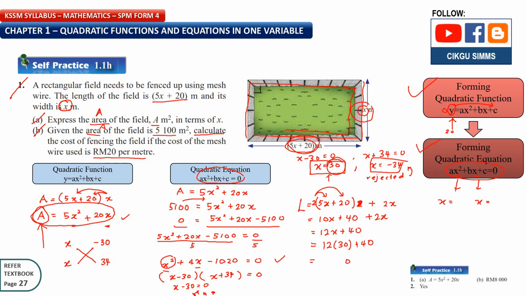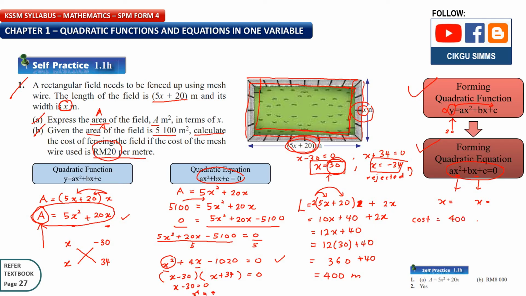Okay, so this one, 36 plus 40 is 400 meter. So I know this, if I want to fence up this, I need 400 meter of the mesh wire. And then this question gives you the 1 meter costs you 20 ringgit. So you need to find the cost.